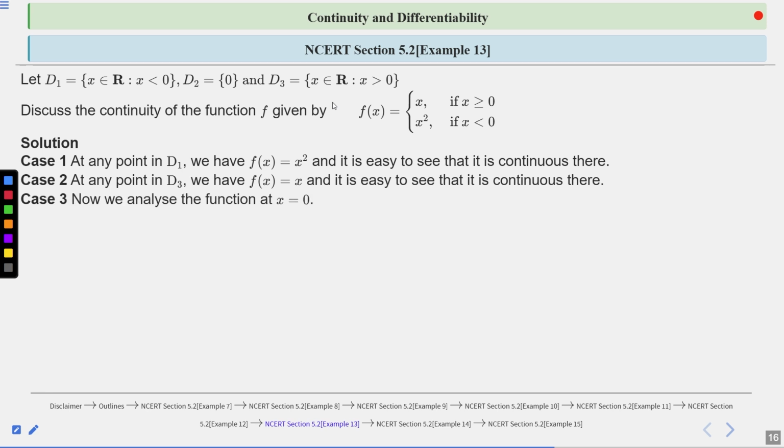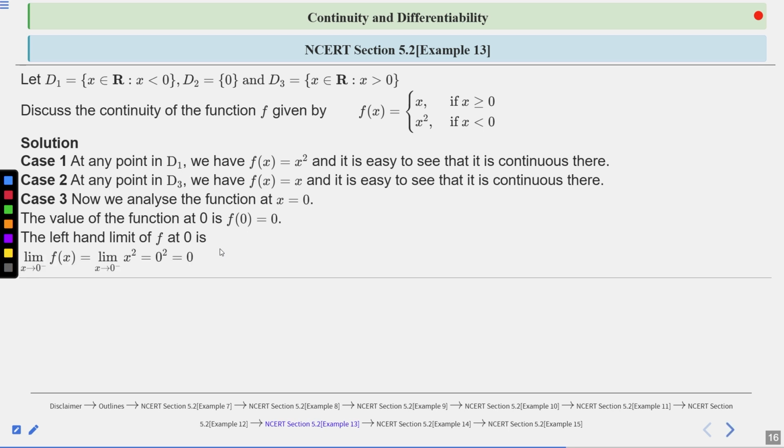Case 3: now we analyze the function at x equal to 0, right? The value of the function at 0 is f(0) equal to 0, right? The left hand limit of f at 0 will be the limit as x extends to 0 minus of f(x), which is equal to the limit as x extends to 0 minus of x square, and it will be equal to 0 square, which is equal to 0, right? Got it?